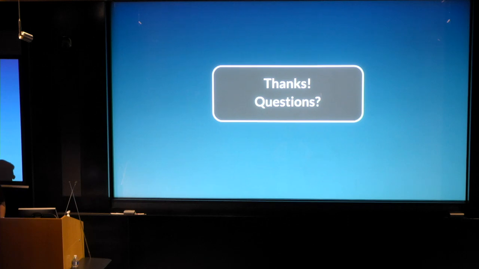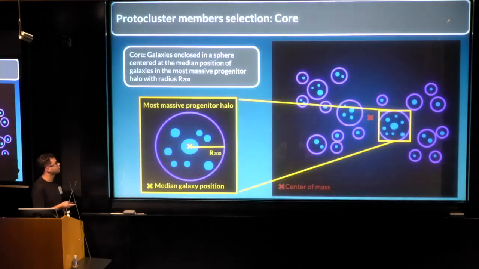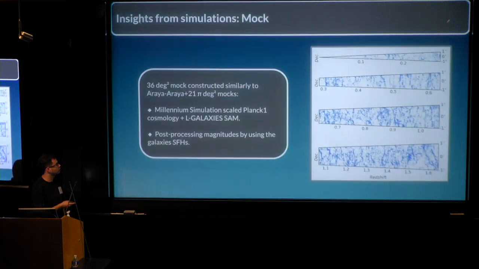So I had one question for you, Pablo. You mentioned this tension between the model and the field counts. Do you have any idea how that could be addressed?